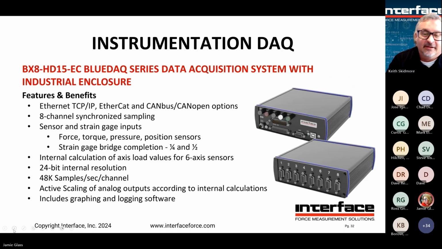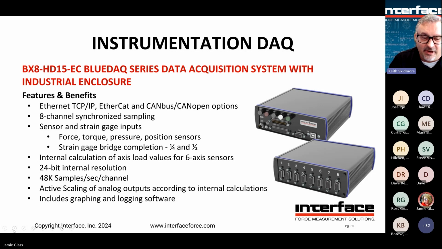Next slide. This is our model BX8. It comes in this HD15 variant, which has 8 individual 15-pin connectors for hooking up sensors. These can either be Ethernet TCP/IP, which would be through a standard router hooked up to your PC or whatever your local network might be. You also have EtherCAT options, and this isn't power over EtherCAT because these boxes end up plugging into power, but it's EtherCAT. And then CAN bus, CANopen options as well. These also have UART ports, which can be used, say, with converters to go to other different types of networks.